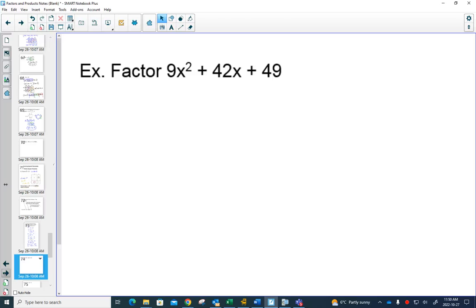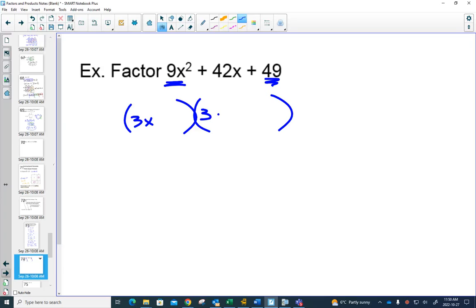Does it work? With ones like this, if I see a perfect square here and a perfect square there, I might try that first. 3x, 3x, 7, 7. What's my outside and inside? You see they're both 21? Does that give me 42? Yeah. So that's easy. You have to write that down.